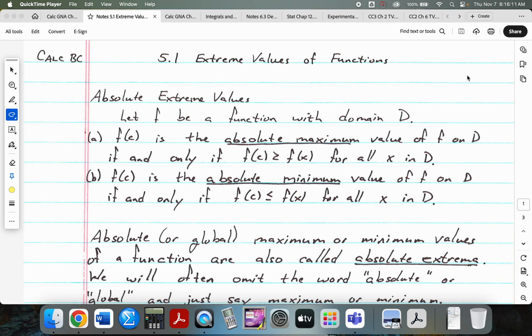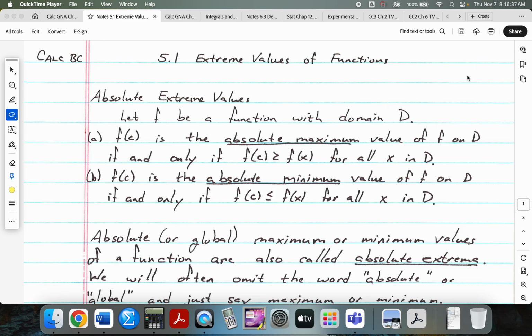So let f be a function with domain capital D. f of c is the absolute maximum value of f on D if and only if f of c is greater than or equal to f of x for all x in that domain. Now let's stop before we talk about absolute minimum real quick. Notice that the absolute maximum is a y value.